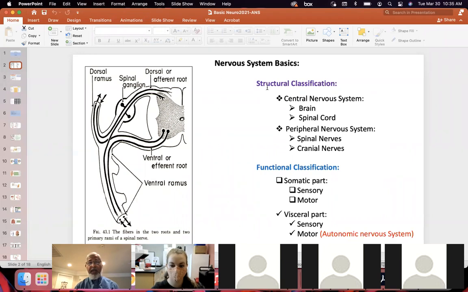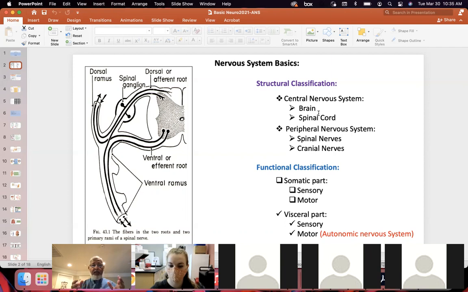we classify the nervous system in two different ways. One is based on their structure, or you can call it the anatomic way. Anatomically, we divide the nervous system into two segments. We call them the central nervous system, which includes the brain and spinal cord, and the peripheral nervous system, which includes spinal nerves and cranial nerves.